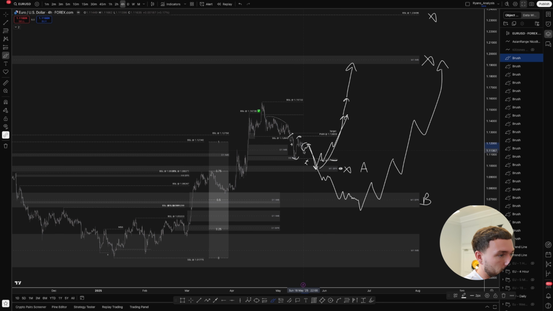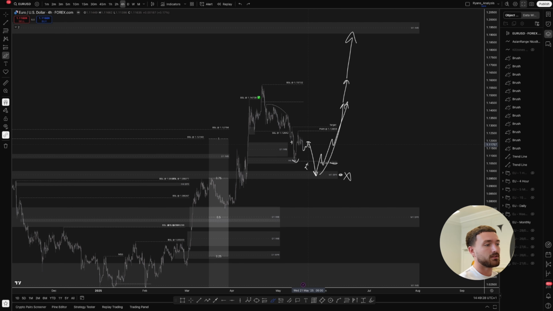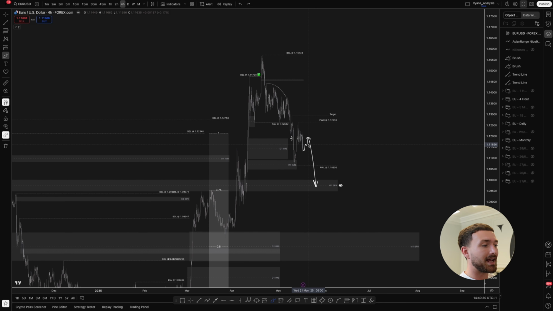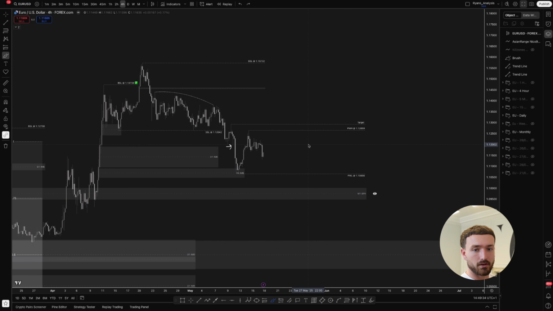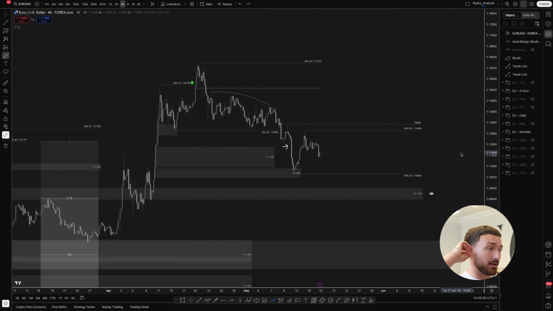Obviously, if price does want to quickly present itself here going into next week, and we get a push back up into the previous weekly high and then down, I might entertain that as well. But that's the thing with trading. You have to plan so many scenarios. You don't know which one's going to work. You don't. And anyone who says they do, they're lying to you.